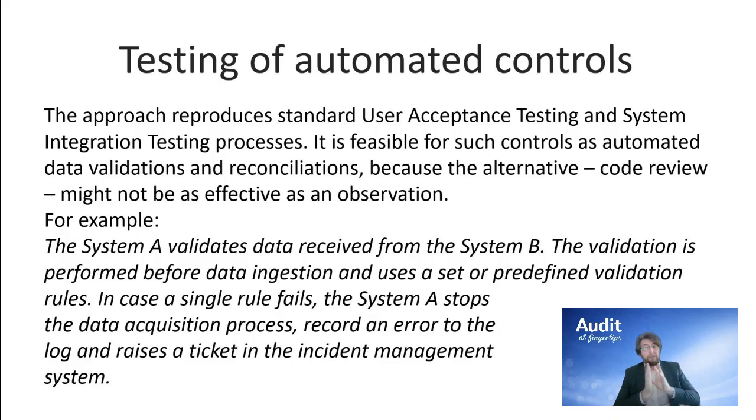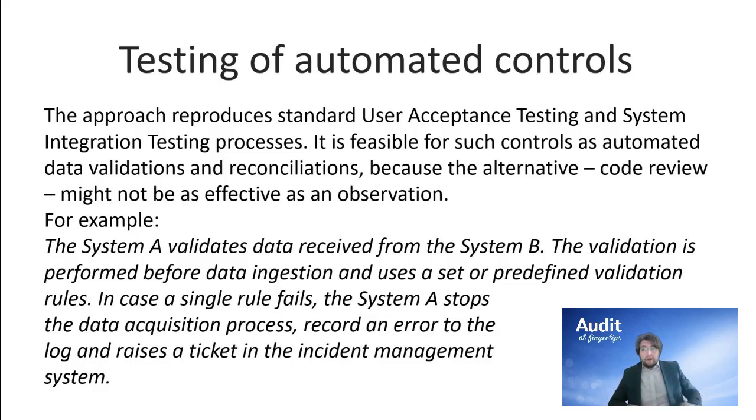So the data ingestion starts only after all the rules are checked, and if we identify any failures, we stop data acquisition, we reject the payload, and we send an email notification to the support team, and probably system A raises an incident ticket. Right, and what are we going to do with this? Of course, we will review the past validation log, we will do attribute testing.